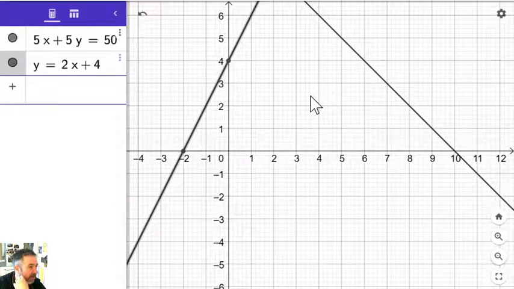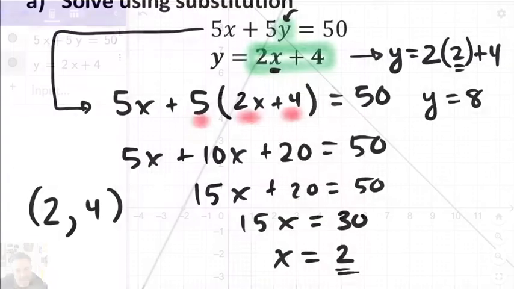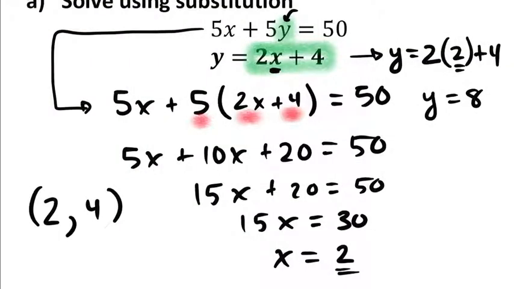5x plus 5y is 50. Y is 2x plus 4. I'm completely wrong. Oh, yeah, I am completely wrong. Because, oh, Mr. Roberts, that's so sad. When you look at this, right here, I wrote down y is 8. I sure did. I wrote y is 8.